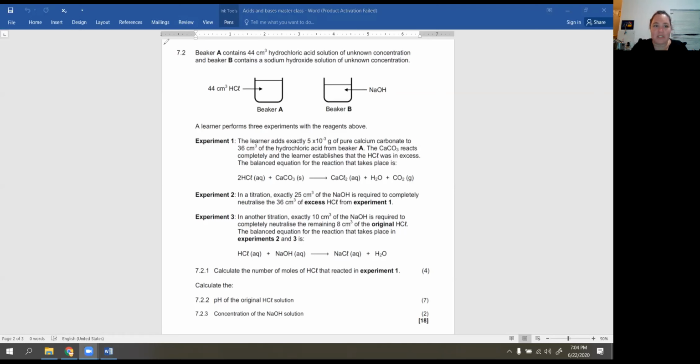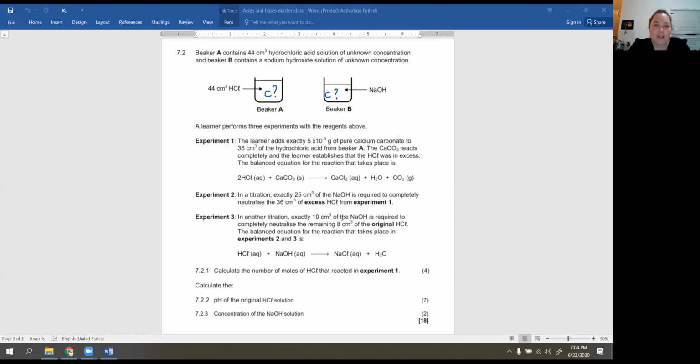I do want as much as possible to give you an opportunity to check each question and to answer each question as we go. So it says beaker A contains 44 centimeters cubed of hydrochloric acid of unknown concentration. So we don't know what its concentration is. And beaker B contains sodium hydroxide of unknown concentration. Oi, I just suddenly remembered this is a super nasty one. Okay, so I may give up on this at some point. We'll see how we go.